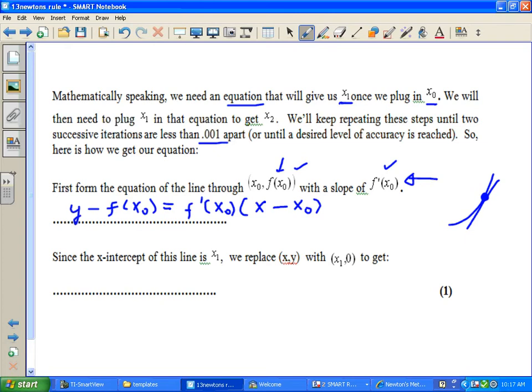Now, we need to find the x-intercept of this line. As a matter of fact, we know the x-intercept. It's x sub 1, right? When it hits the x-axis, that point was called x sub 1. So what we're going to do is replace x, y with x sub 1 comma 0. In other words, we know that this point is a point on that line, is it not? That x-intercept, x sub 1 comma 0. So in the previous equation, replace x with x sub 1 and y with 0, because we know that is a point on the line.